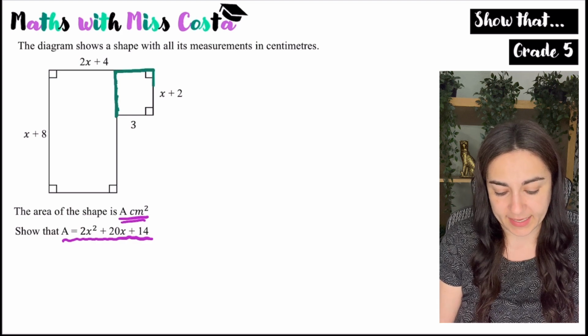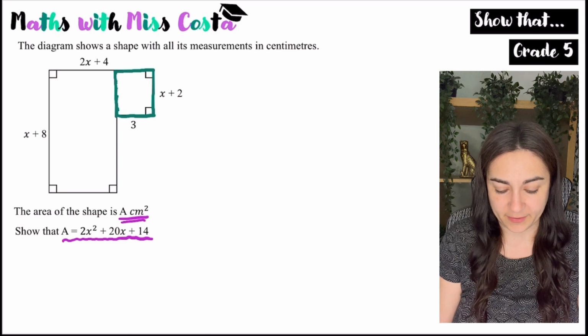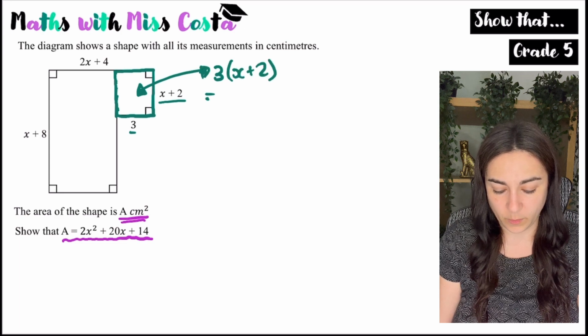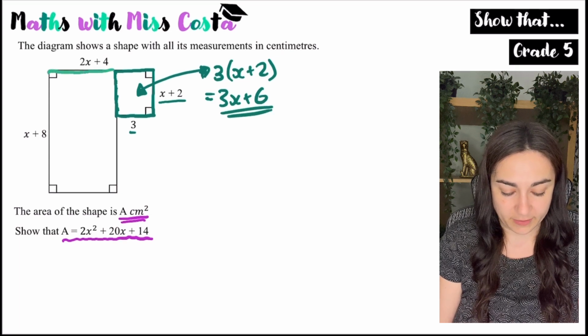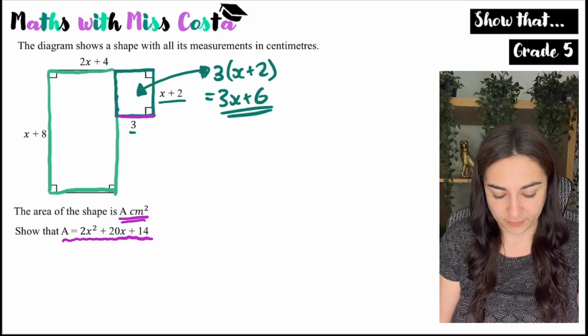So let's think, this part, this rectangle here, I know this length is 3 and that length is x plus 2. So I know the area of this is going to be 3 brackets x plus 2, which is 3x plus 6. So that's one part of the area. Then I need to work out the area of this rectangle here. Now, once again, be very careful. You know that this length here is 3.